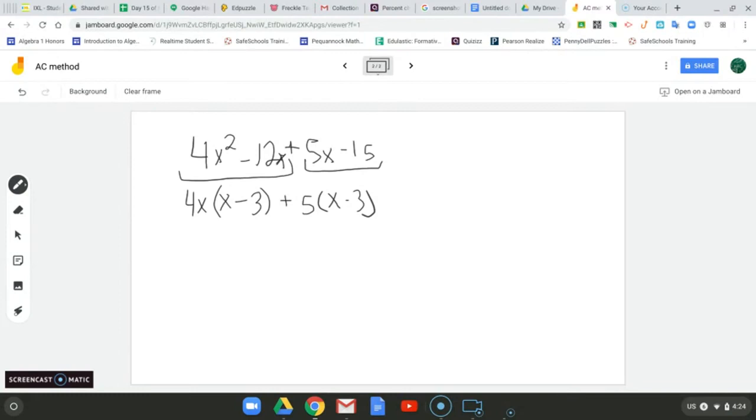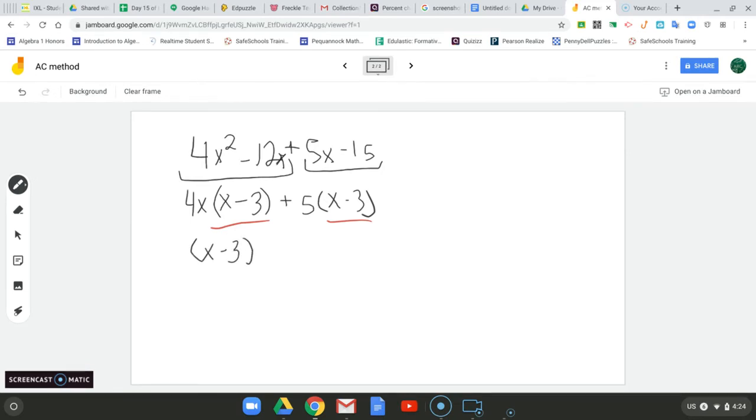Now, at this point, you're going to look at it, and you're going to see that you have an x minus 3 in both sets of parentheses, right? Here and here. So that means you're doing this right. That tells you that's going to be one of your factors. So we're going to write that factor. Our factor is going to be x minus 3.